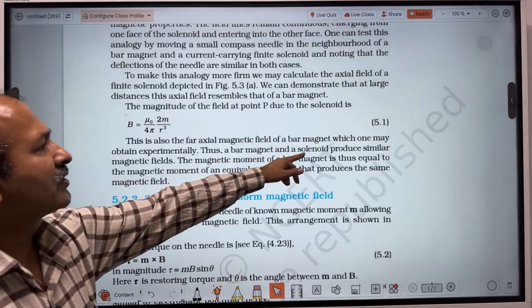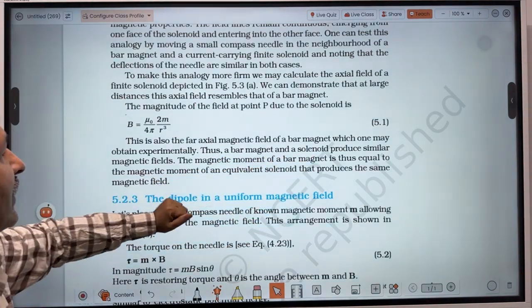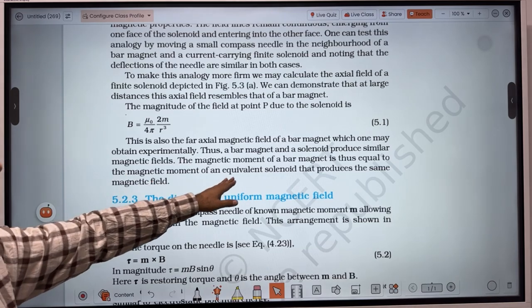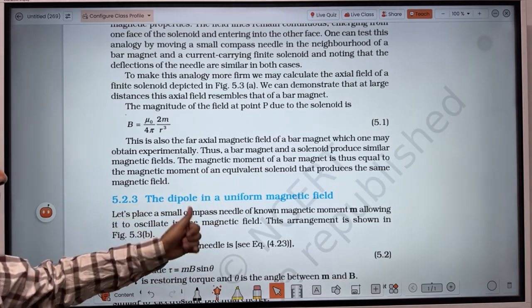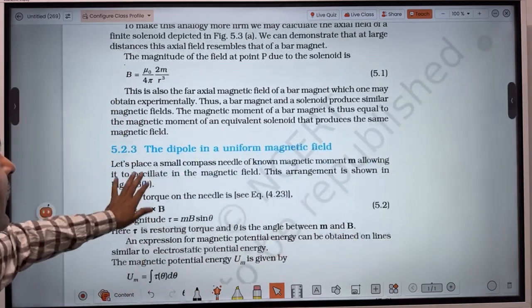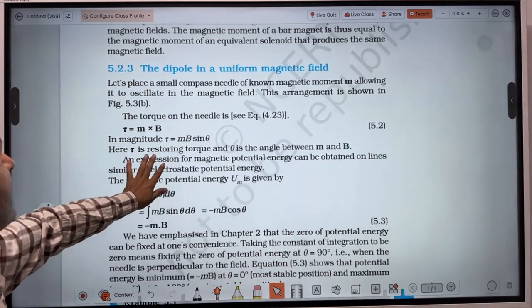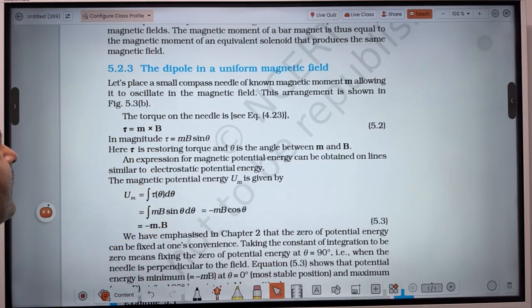Now the next point. A bar magnet and a solenoid produce similar magnetic fields. The magnetic moment of a bar magnet is thus equal to the magnetic moment of an equivalent solenoid that produces the same magnetic field. Now suppose a dipole is placed in a magnetic field, then what happens? Here dipole means we are putting a magnet in the magnetic field. In that case, we can calculate energy.